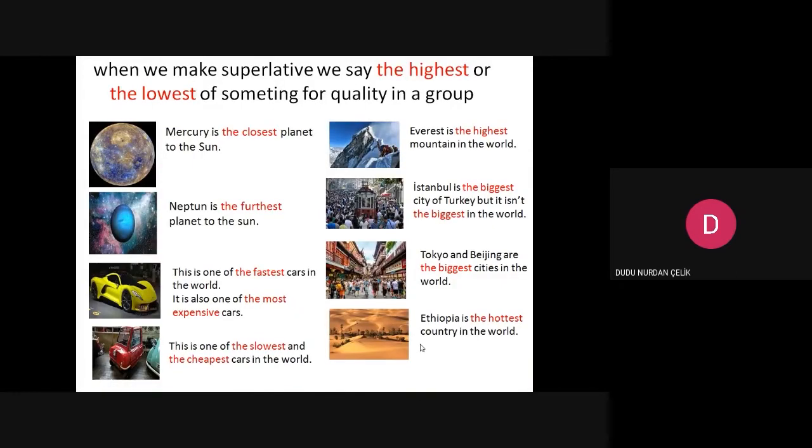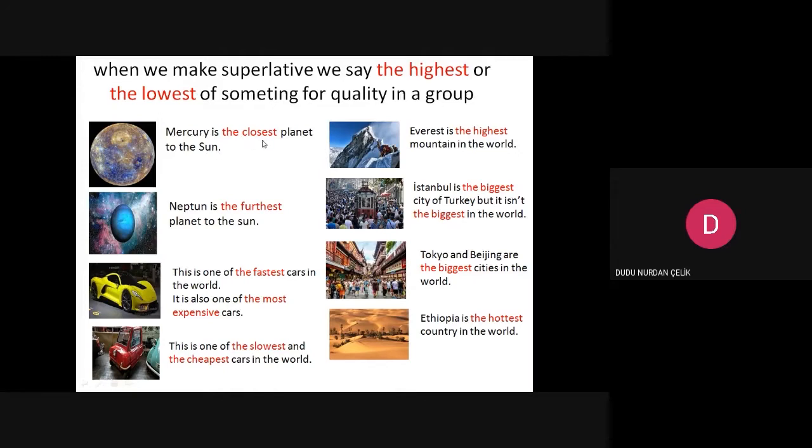On this page, I made another description about the superlative and have got some examples. Let's have a look. When we make superlative, we say the highest or the lowest of something for quality in a group. Look at the first example, Mercury. This is a planet. Look, Mercury is the closest planet to the sun.